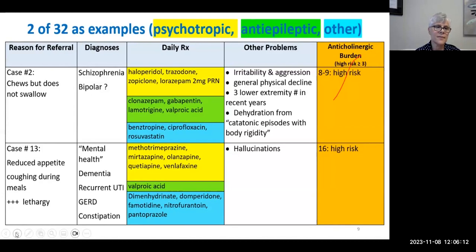And we can see from the anticholinergic burden calculator that she was at high risk for anticholinergic effects. The other case that was quite striking is case number 13, who was referred because of reduced appetite, coughing during meals, and her lethargy was so profound that it was impacting her ability to eat. And we see here that she also had other problems such as hallucinations, and maybe not surprising given the types of medications that she was prescribed and her anticholinergic burden.